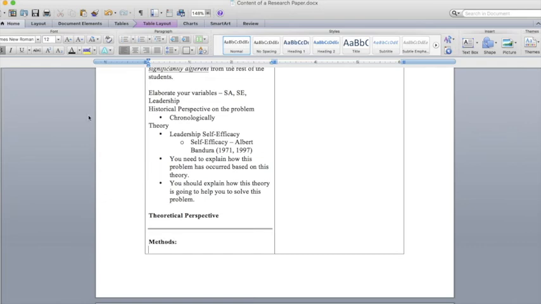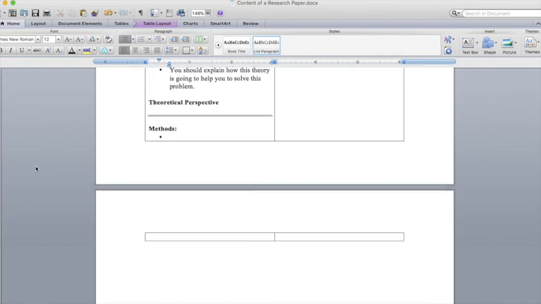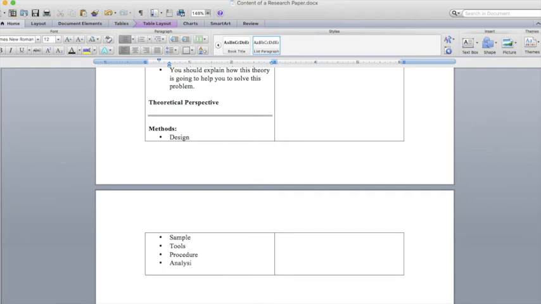Now, I have been teaching research methods for 5 years, and I still love talking about methods all the time. So, we mainly discuss 6 things. First thing is the design of your study, and then the sample, the tools, and then procedure, analysis, and ethics. Okay.